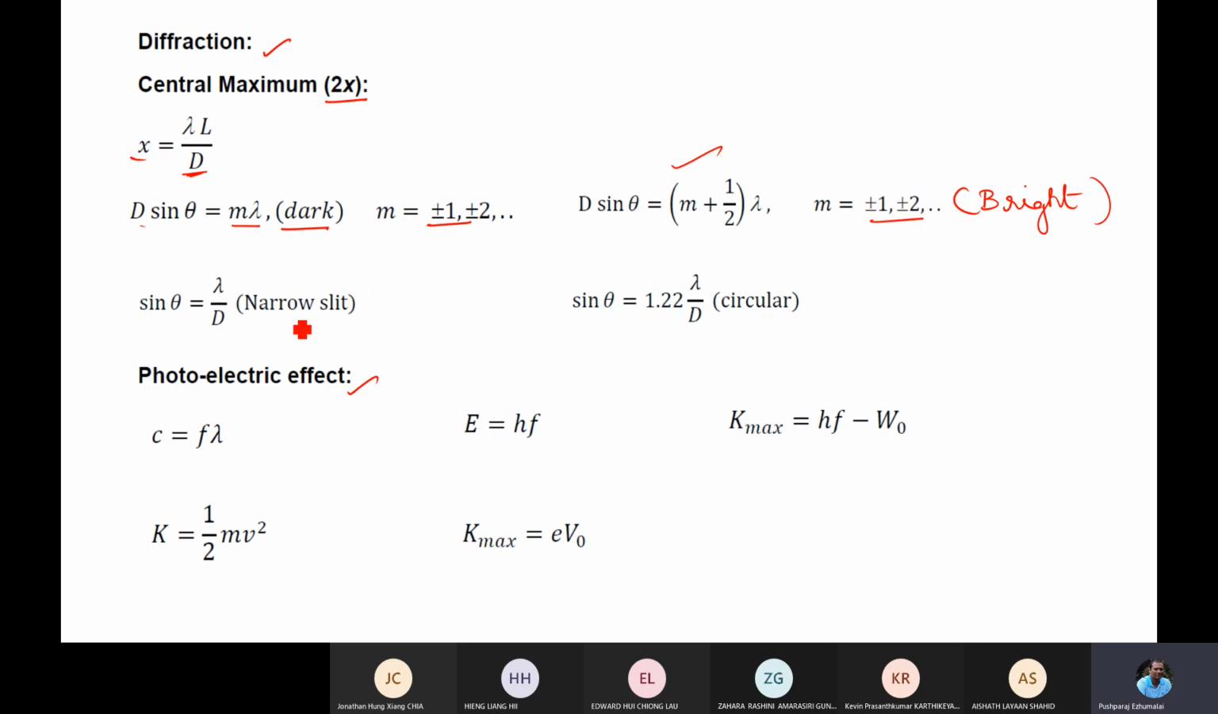If the slit is narrow, whether a horizontal or vertical slit, we have the formula D sine theta equal to lambda, or sine theta equal to lambda over D. If the shape of the slit is circular, then we use the formula sine theta equal to 1.22 times lambda over D, that is for the circular shape of the slit.